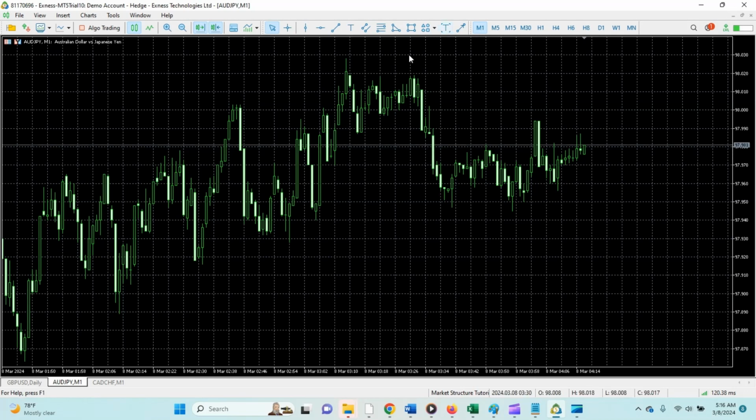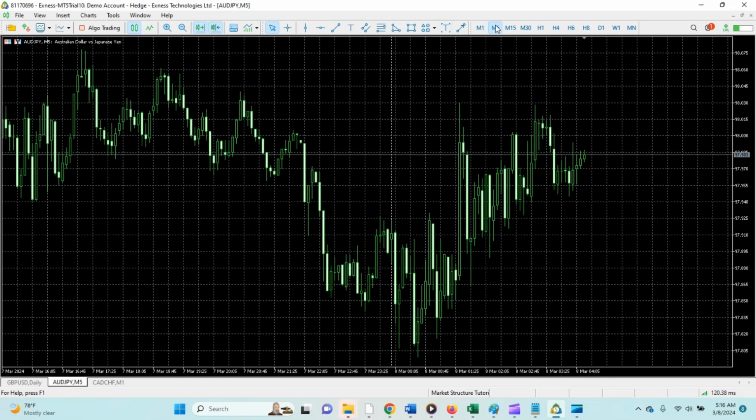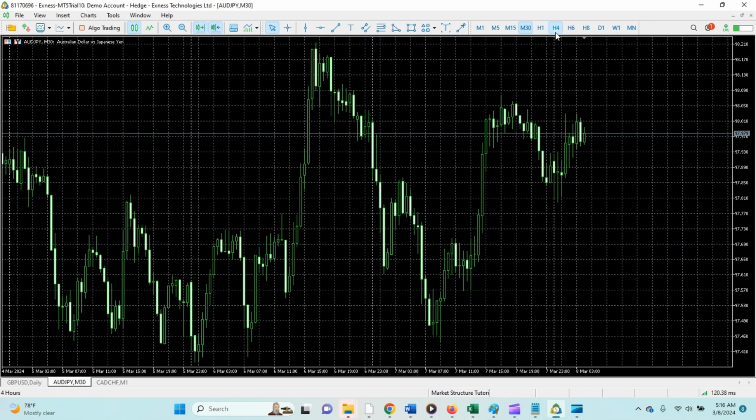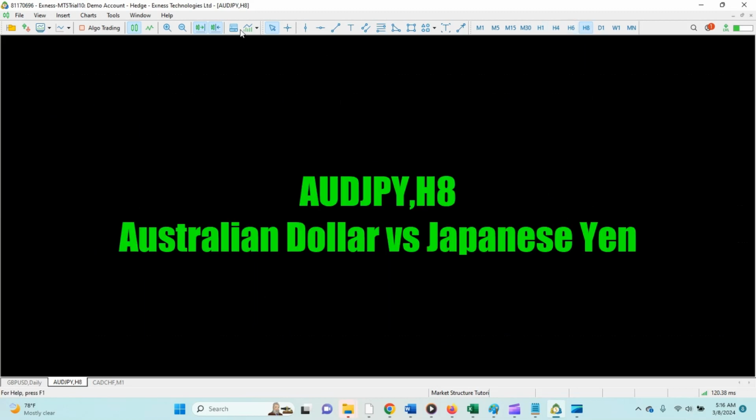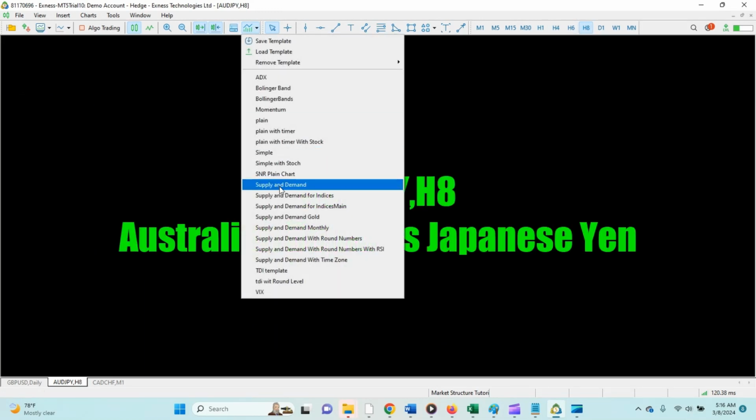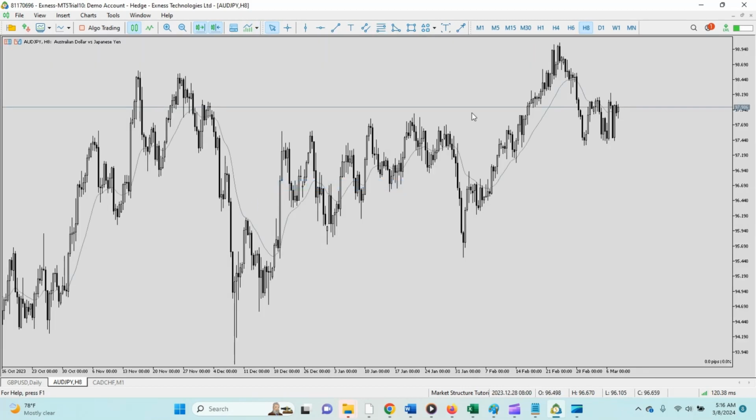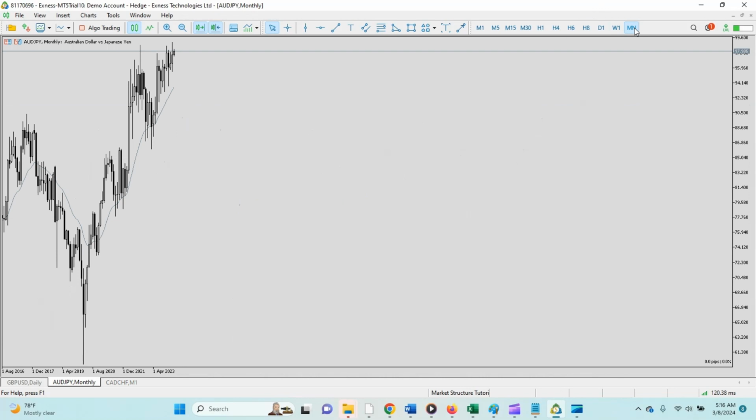So if you look at this chart, you will not appreciate much of what is happening. But when you start, I want to use my template, supply and demand template. Let me start from the higher time frame, monthly time frame. What can we see? We start our analysis from 2016 to date. So in 2016, what happened? There was an upward movement from A to B.